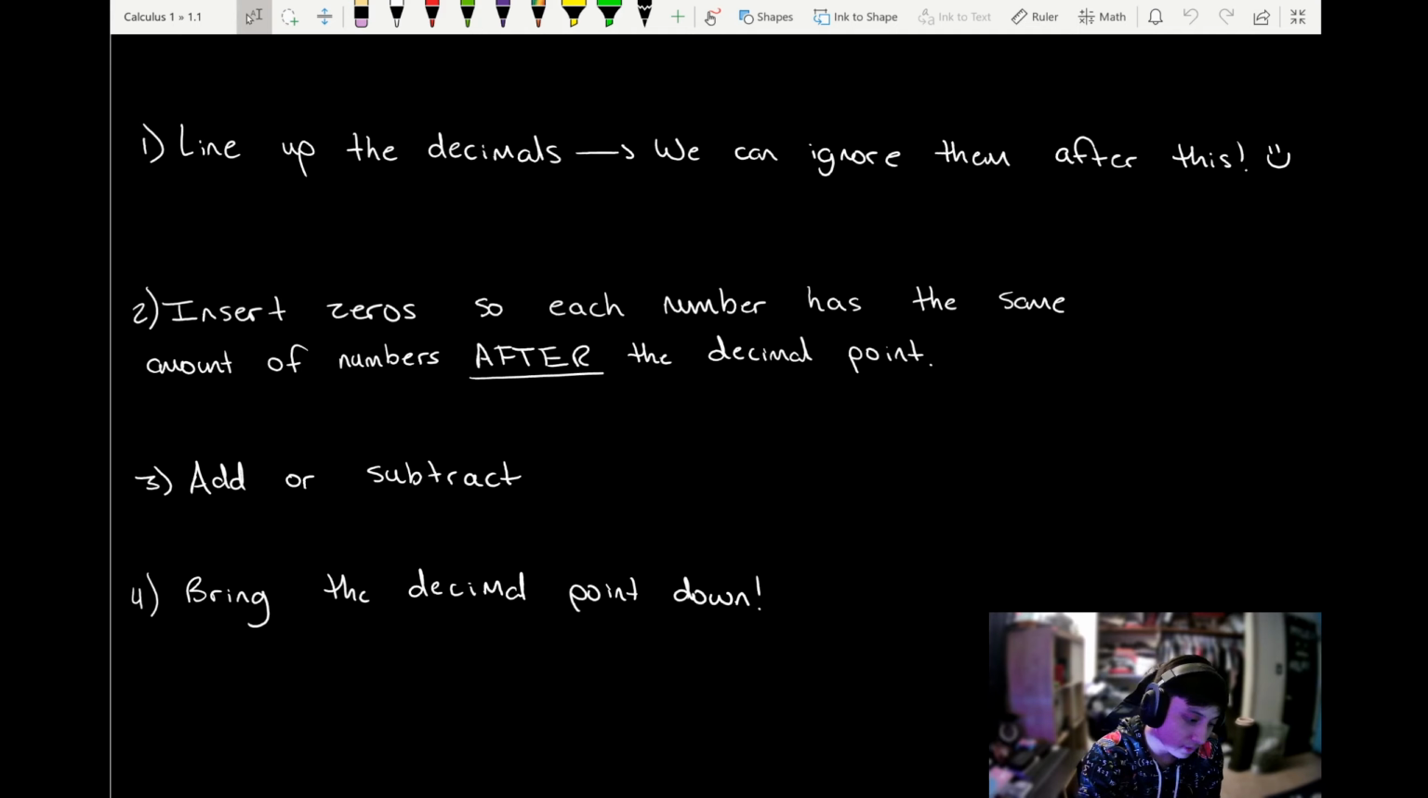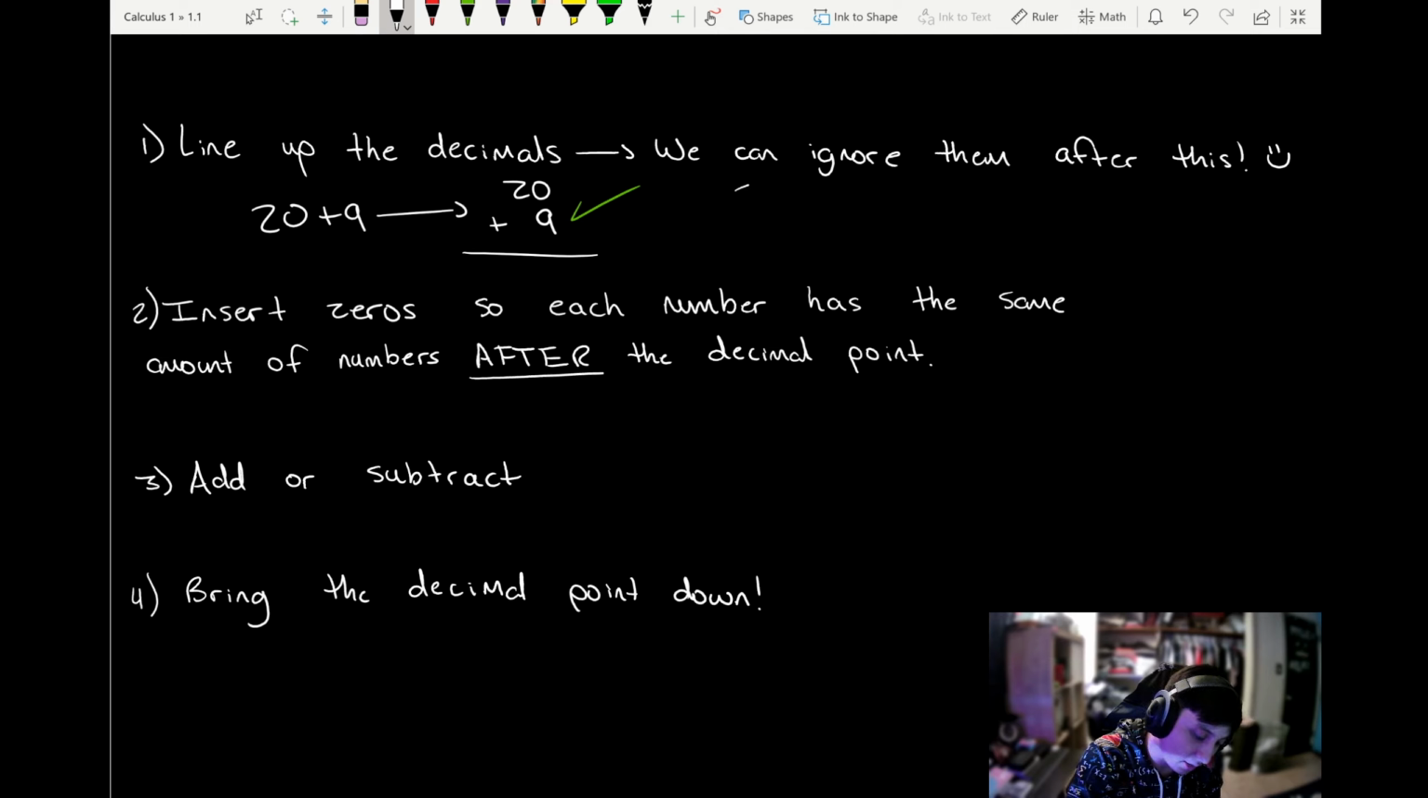So think about the statement 20 plus 9, right? If we wanted to rewrite that vertically, we would do 20 plus 9, right? That makes sense. That's good. Those both give us 29, right? But we absolutely cannot do 20 plus 9 like this, right? Because that's not what we originally said. That 9 is not in the ones place anymore, right? So lining up numbers vertically by place value is the exact same thing as lining up the decimals, right? So keep that in mind.